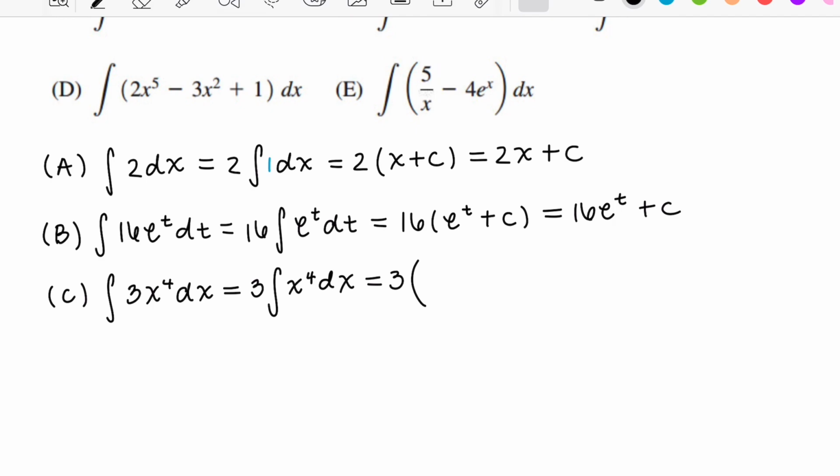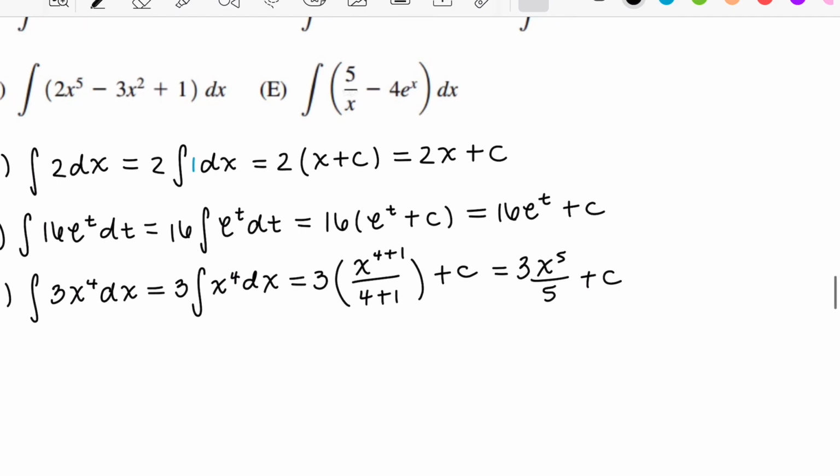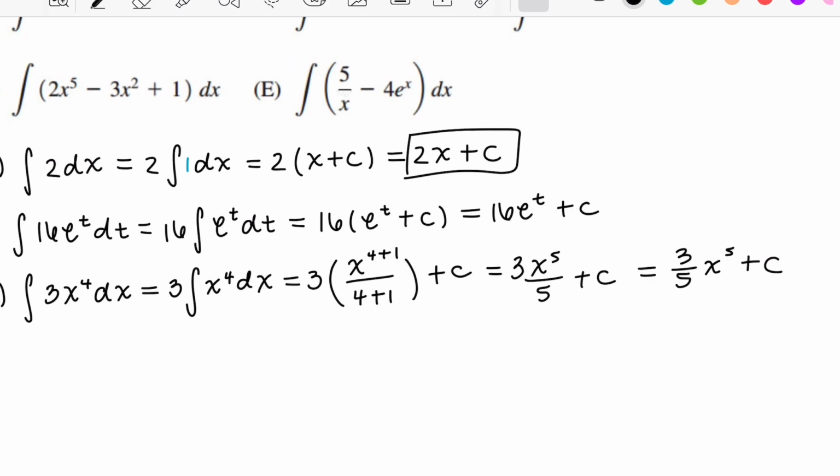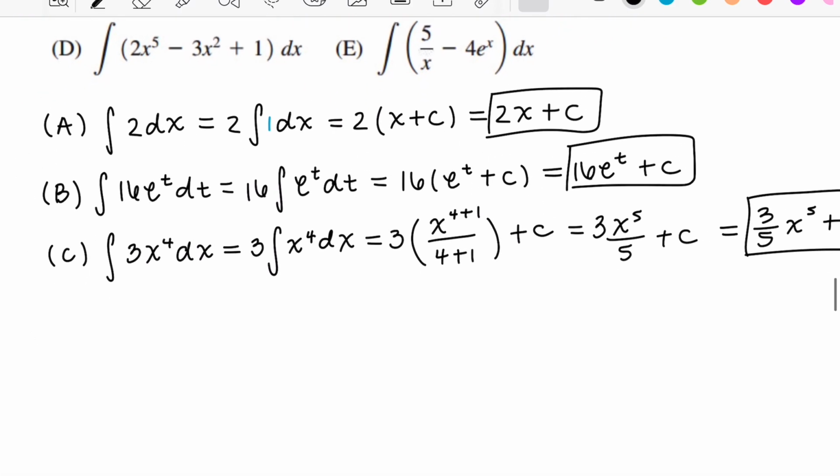So this 3 is going to be on the outside, and it's going to be x to the n plus 1 over n plus 1 plus c. So what we'll get here, 3 is still on the outside, and we'll get x to the 5th over 5 plus c. And then lastly, we would just write that as our coefficient in front of our x to the 5th is 3 over 5. And so that'll be our answer there. Just going to box these so it's clear for each one. All right, let's look at part D now.